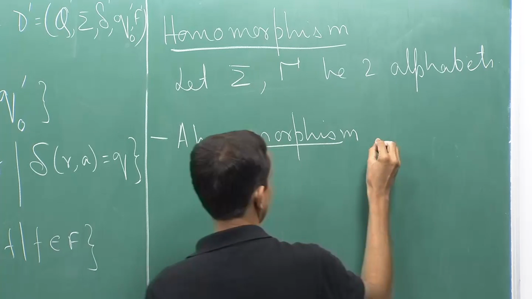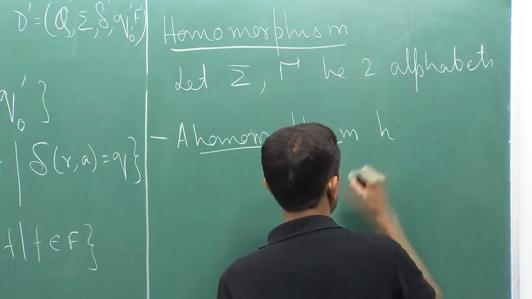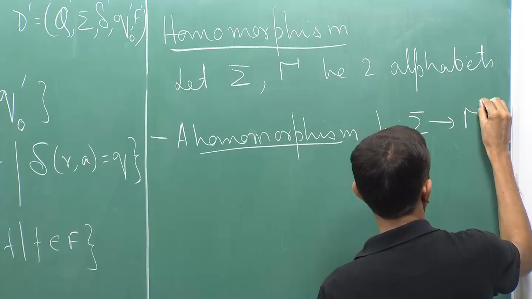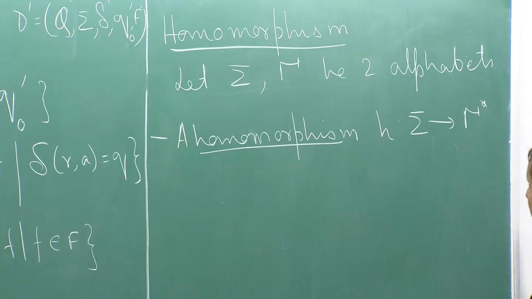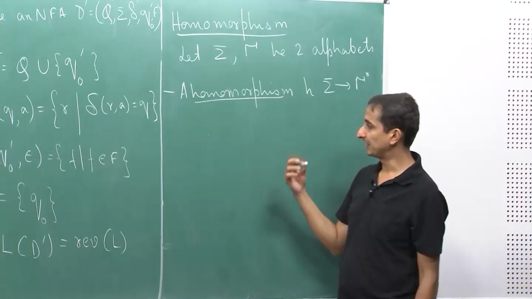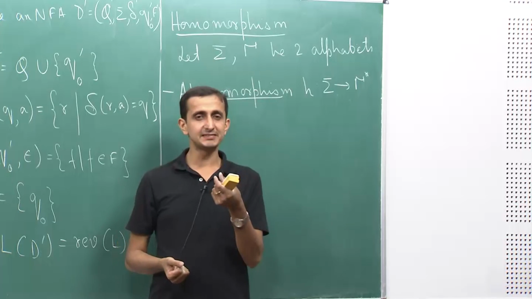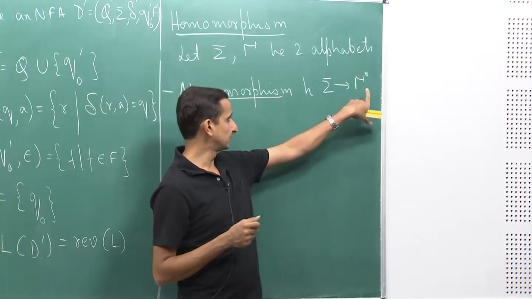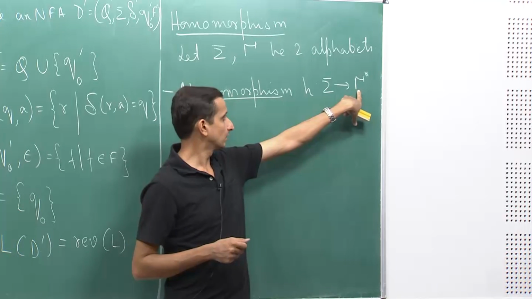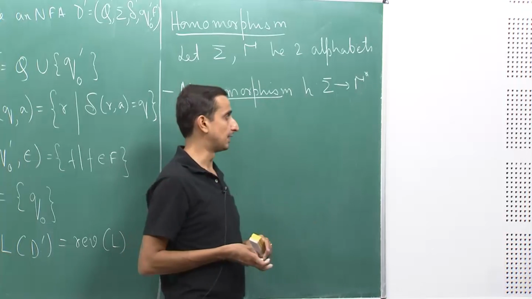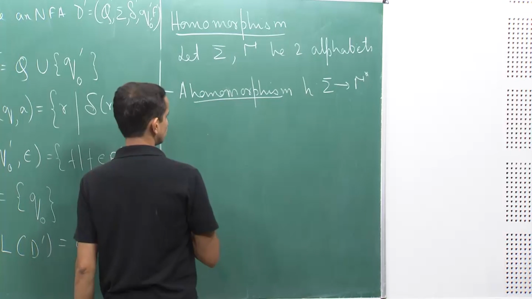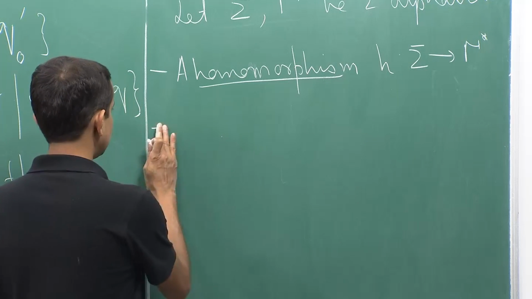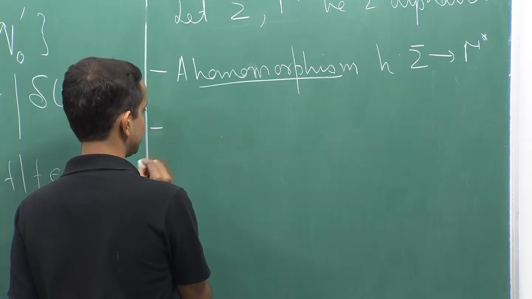So, then a homomorphism H is a map from sigma to gamma star. Okay. So, basically what it does is that for every symbol in sigma, it gives a string in gamma. Okay. So, some string over the alphabet gamma. So, now we can define homomorphism of strings also.